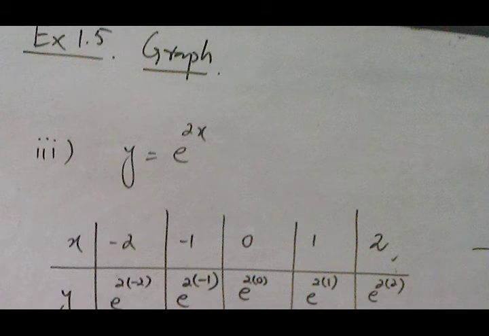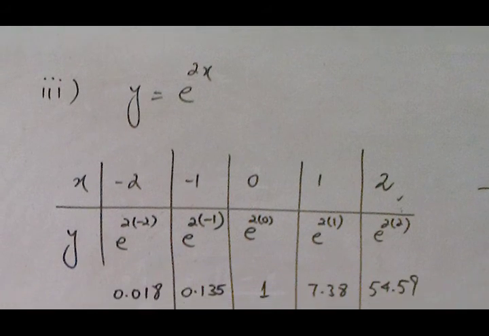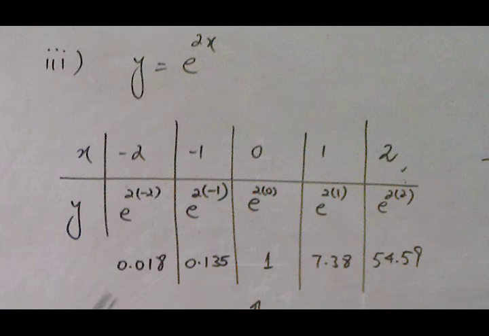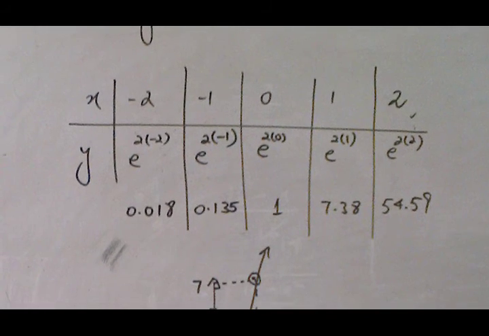Next is the graph of an exponential function. We have y is equal to e raised to the power 2x. e is a constant value. Now we put these values, minus 2 to plus 2. As we go to the negative side, it becomes closer to 0, and as we go to the positive side, it becomes maximum values. So we take the limit from minus 2 to plus 2.